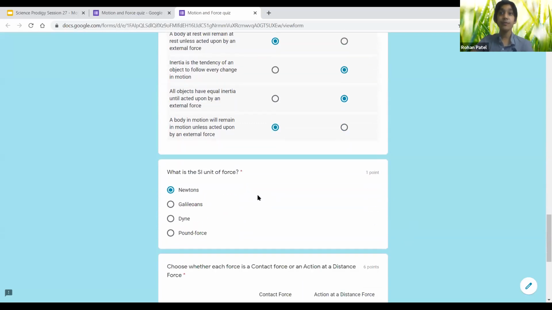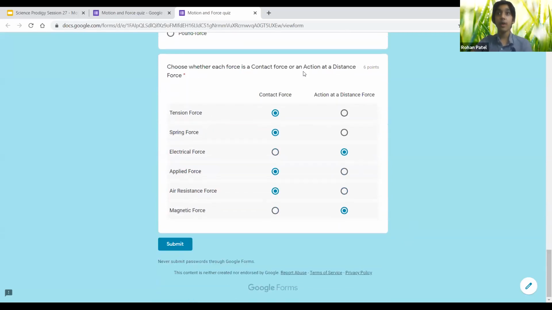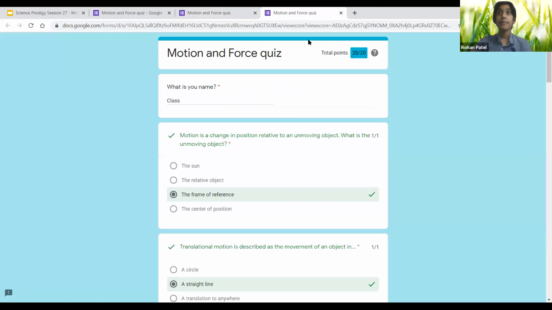The SI unit of force is newtons. Other units of force are dyne and pound force, but not the SI unit. Action at distance forces are electrical and magnetic force, as they don't need to touch or come in contact, whereas contact forces include tension force, spring force, applied force, and air resistance force. Let's quickly make sure we have everything right. Perfect. And let's move on to today's game.